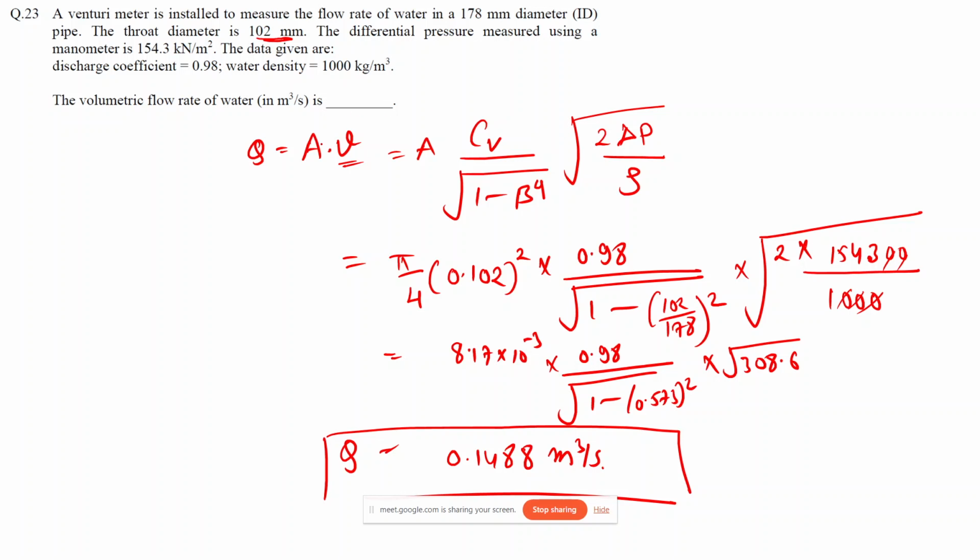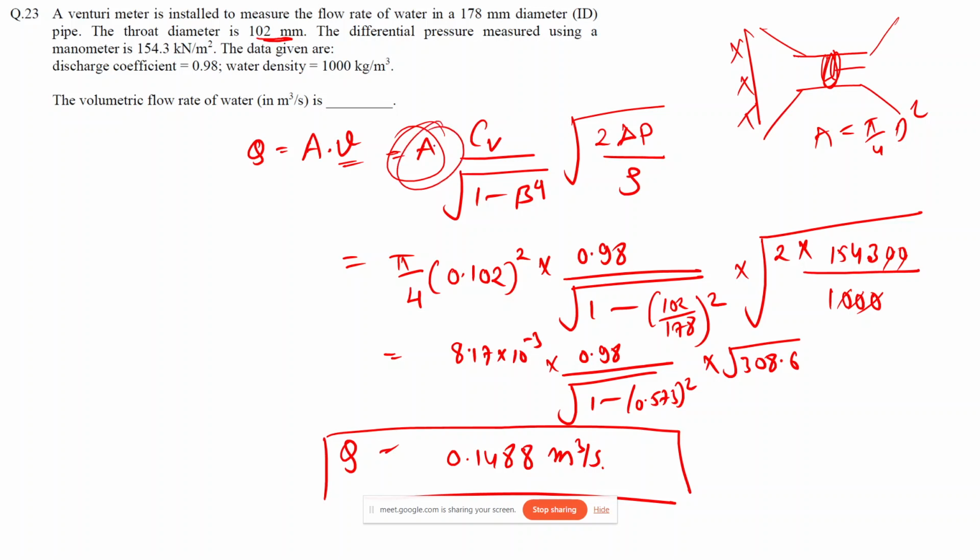So one another thing to note is to calculate the area. Basically we are measuring the flow rate through the venturimeter, so we have to consider the throat diameter. This diameter should be used to calculate the area, that is pi by 4 d square, not the pipe diameter. So we should not be using the pipe diameter to calculate the area for calculating the flow rate. We should be using the throat diameter, that is in this case the 102 mm. Yes, that is what we had done in this solution.